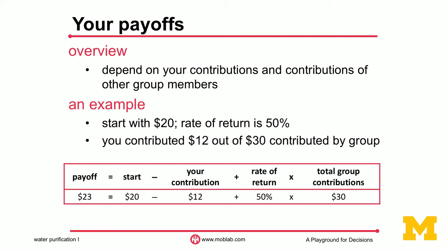Your payoff is what you start with, which is $20, minus your contribution of $12. So that's how much is left in your individual private account, and your $12 go into the group account, and the other people from your group contributed $18. So altogether, there are $30 in that group account. And each of the $30 had a rate of return of 50% to you, which means that you derive $15 of benefit from the group account. So your total payoff in this case is $23. Notice that it's higher than what you start with, which is $20.